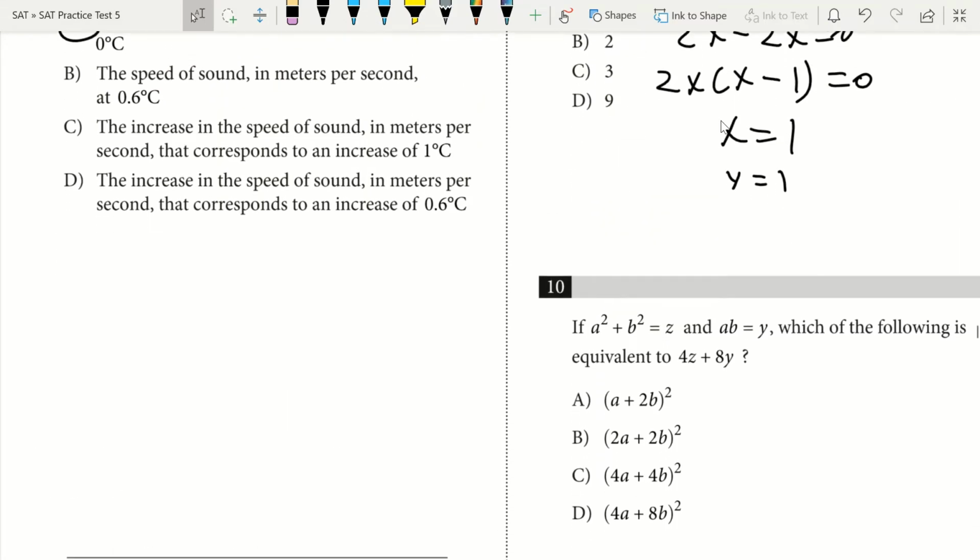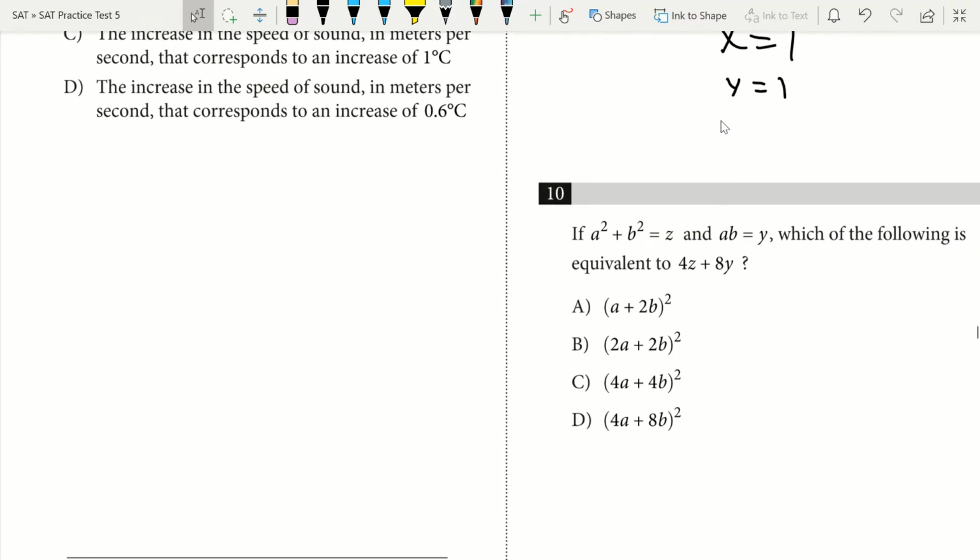Alright, question 10. If a squared plus b squared equals z and ab is equal to 9, which of the following is equivalent to 4z plus 8y? Well, if z is a squared plus b squared, I'm going to do 4a squared, right, plus 4b squared is what that's going to come out to when I plug that in for z. And then I have 8 times y. It says y is ab, so I'm going to have plus 8ab. I just find which equation gives me that.